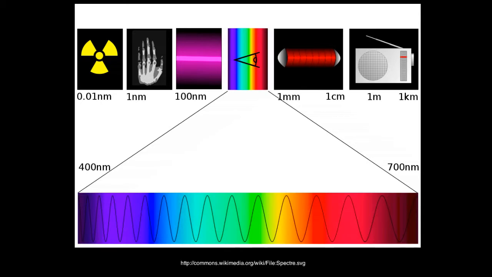For visible light, frequency determines its color. Frequency also determines the energy associated with photons. X-rays and gamma rays have higher energy photons than light in the visible spectrum. So there are many ways in which frequency shows up in the natural world.